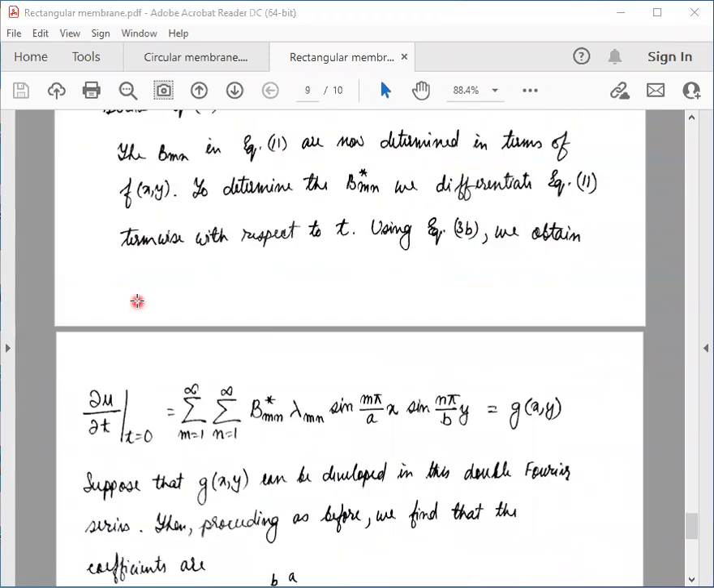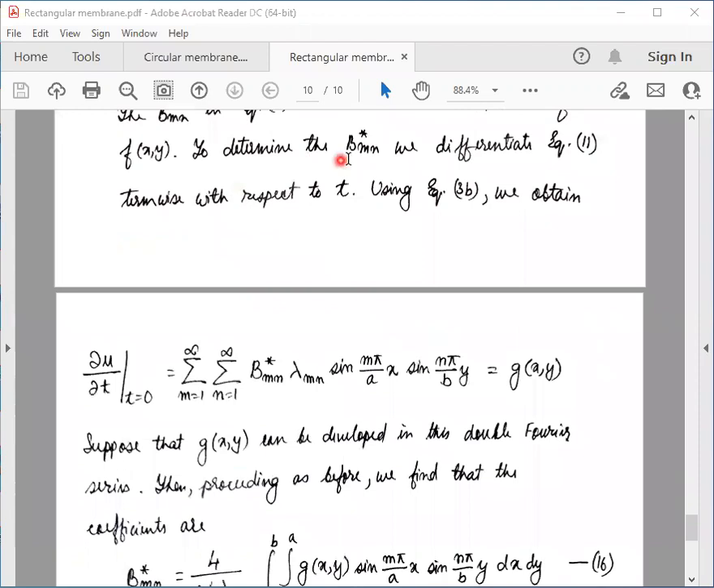So this is what we have done here. To determine the value of b_mn star, we differentiate equation 11 term-wise with respect to t. Then using the second initial condition, that is, the initial velocity is g(x,y), we take the partial derivative with respect to t, then put t equal to 0. So we get this expression, and equating this to g(x,y), we can solve for b_mn star.